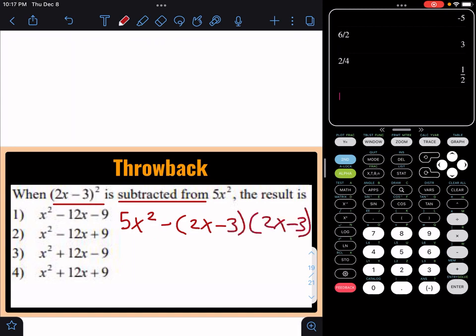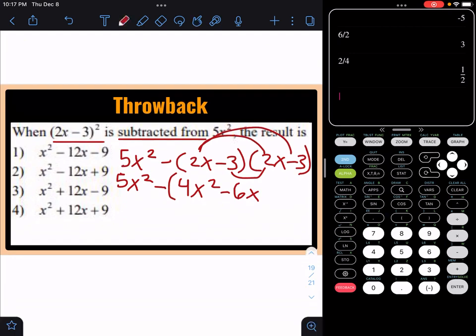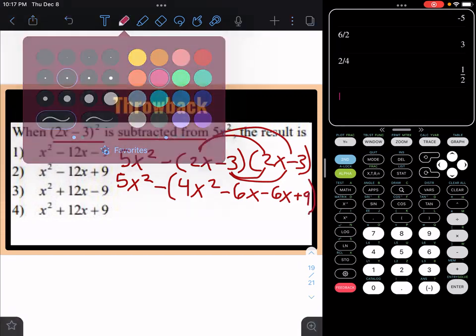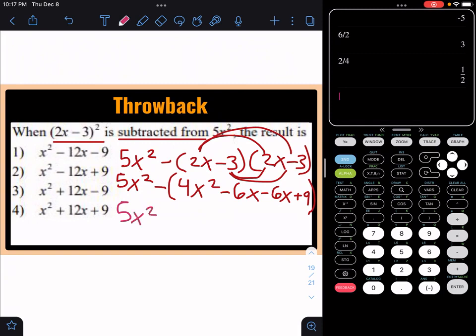I like to take care of parentheses first, so let me do those parentheses first. 2x times 2x is going to be 4x squared. 2x times -3 is going to be -6x. Negative 3 times 2x is going to be negative 6x. And negative 3 times negative 3 is going to be 9. Alright. Now let's see what else I got here. I still have my 5x squared. I have to distribute that negative, so it's going to be negative 4x squared plus 6x plus 6x minus 9.